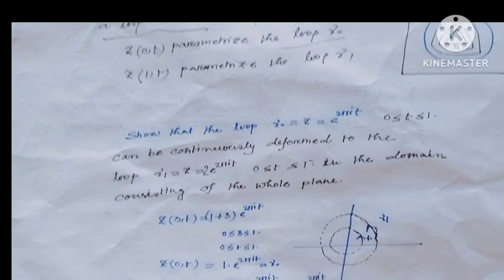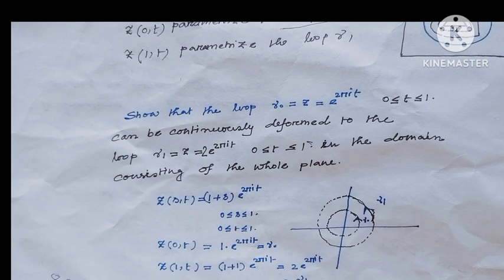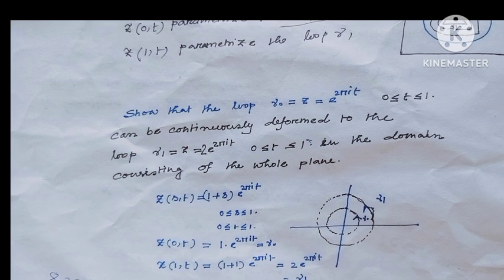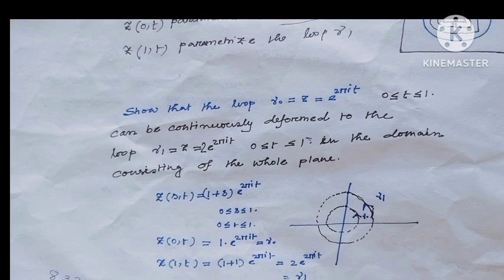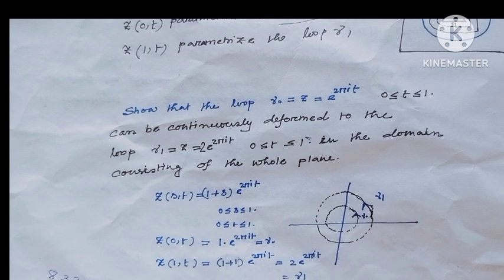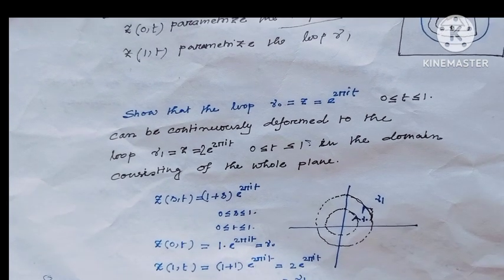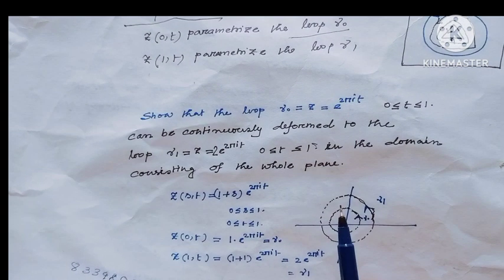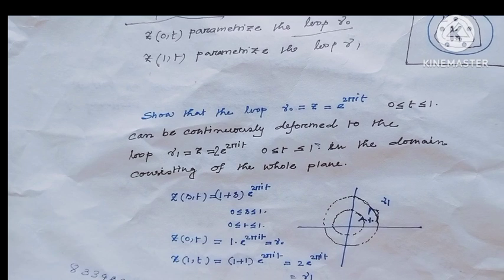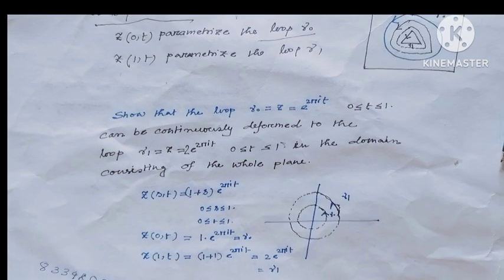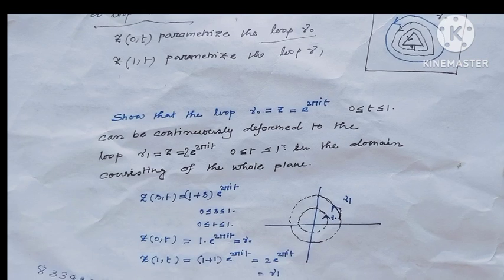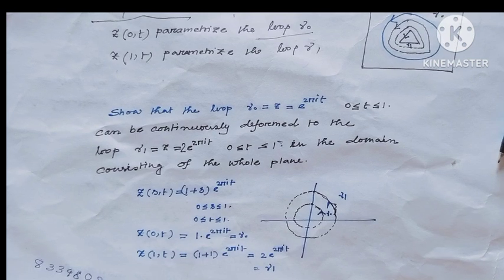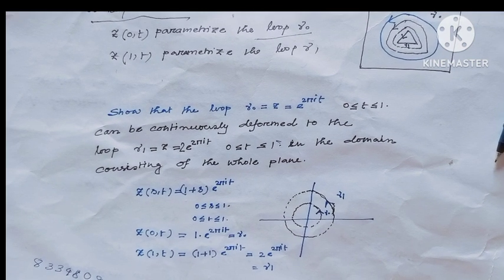As an example, show that the loop gamma 0, where gamma 0 equals e^(2πit), where t lies between 0 and 1, can be continuously deformed to the loop gamma 1, where gamma 1 equals 2e^(2πit), where t lies between 0 and 1, in the domain consisting of the whole plane. For this, consider the parametrization z(s,t) equals (1 + s)e^(2πit), where s lies between 0 and 1 and t lies between 0 and 1.